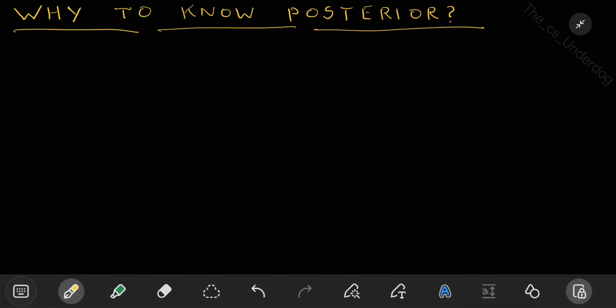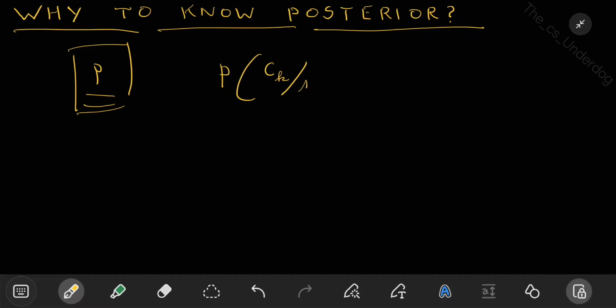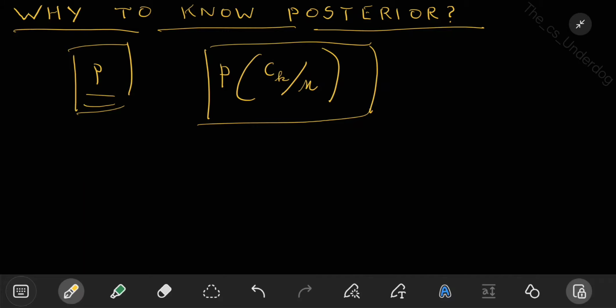Why know the posterior? In our lectures on classification, you would have noticed that we always discuss the importance of the posterior, that is P of Ck given X. Why are we giving so much emphasis to the posterior? So this lecture is about why you should know the posterior, and what is the importance of knowing it as a designer of a model.